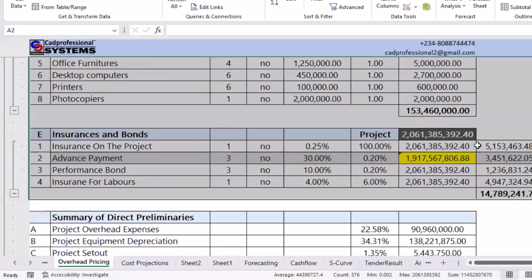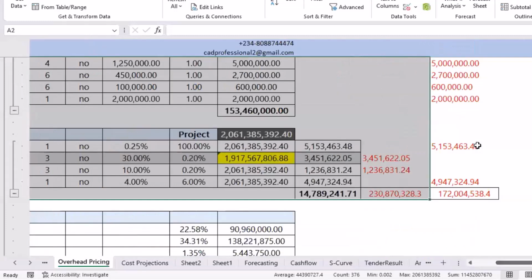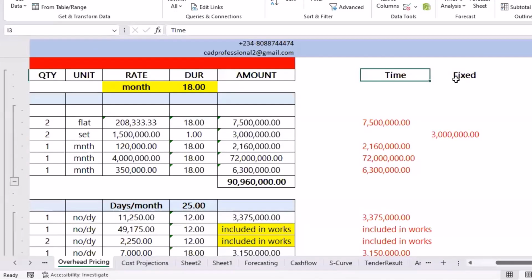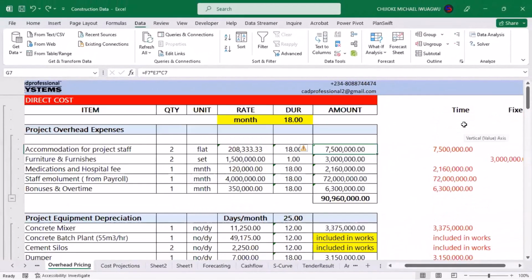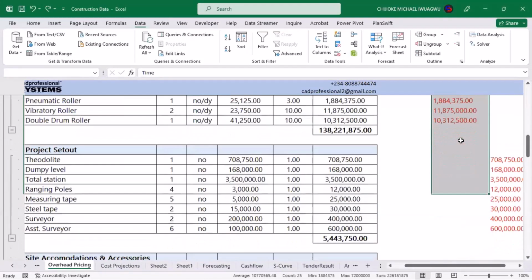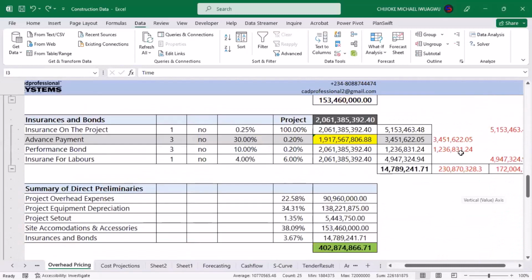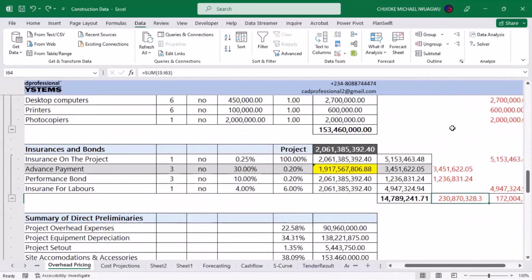And then remember, preliminaries are usually broken down based on time related and fixed. I have been able to assign some of them, the ones that are time related and the ones that are fixed. Now I will create the same column, the aggregate of time related. These are the ones that are time related, which is about 230 million, and the ones that are fixed, which is about 172 million.